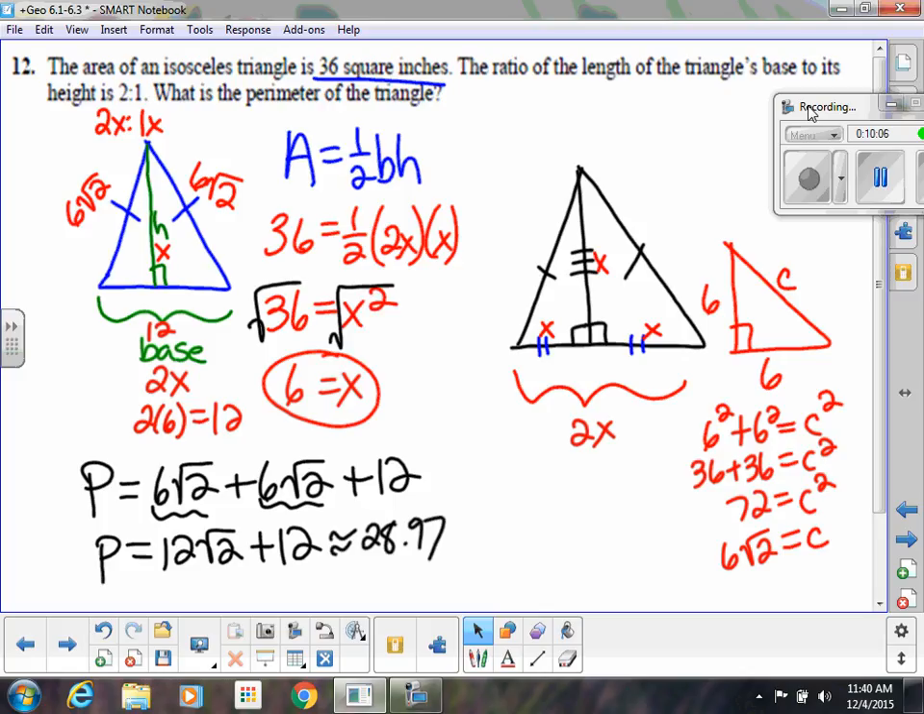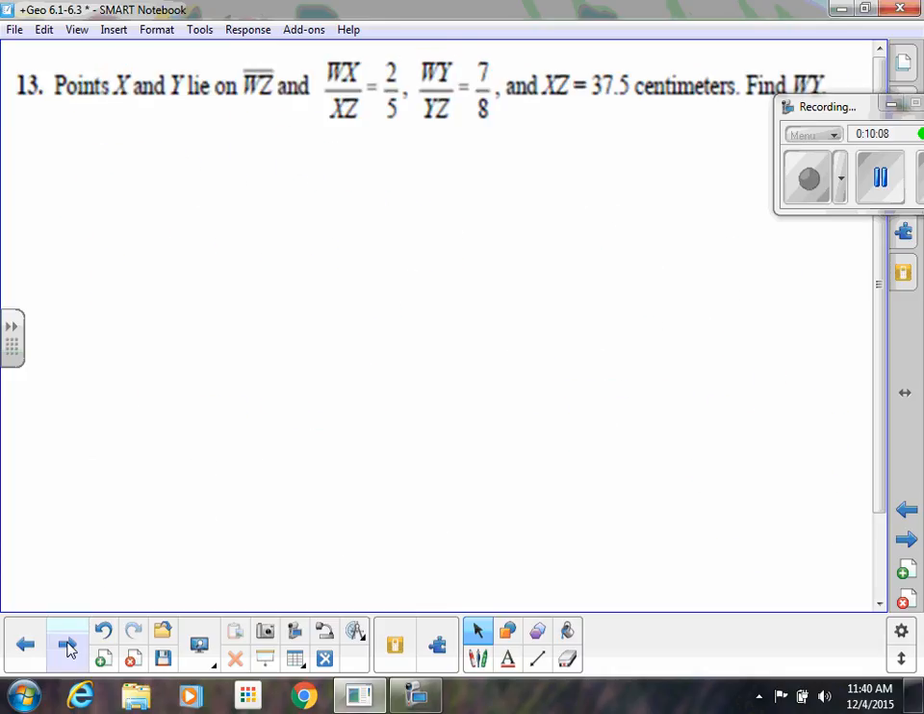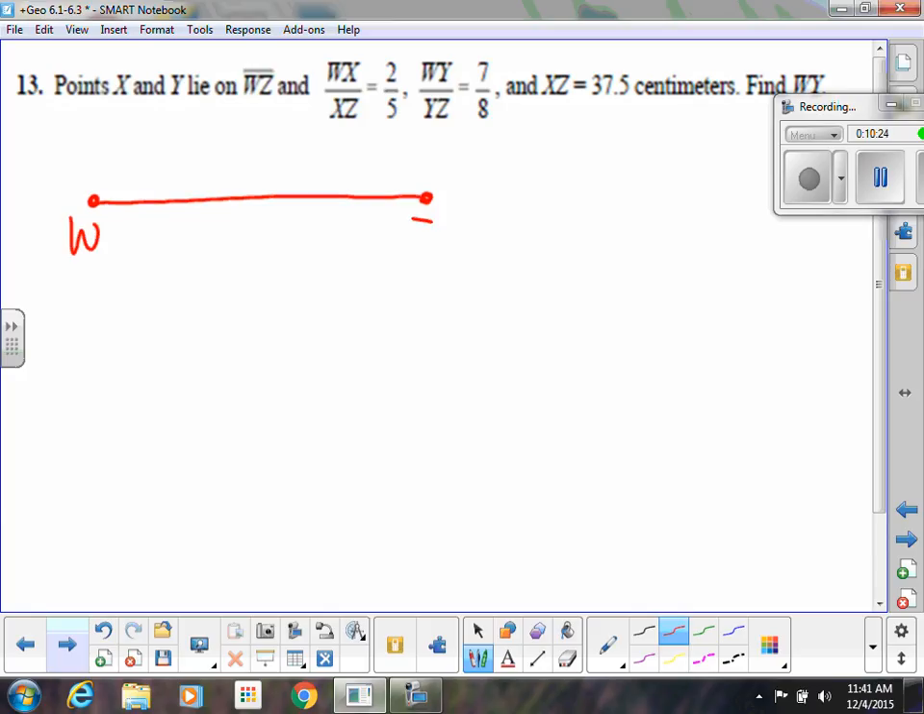Okay, I also want to look at number 13 in your homework packet. Okay, so we're talking about points that lie on a segment, and then they give us some proportions there. So again, let's draw out what we're talking about. So I have WZ is a segment, and then I have points X and Y lie on them. I don't know where they lie, and it doesn't really matter. So I'm just going to label this X and this Y, and I don't know that those are necessarily congruent or equally spaced or anything like that.